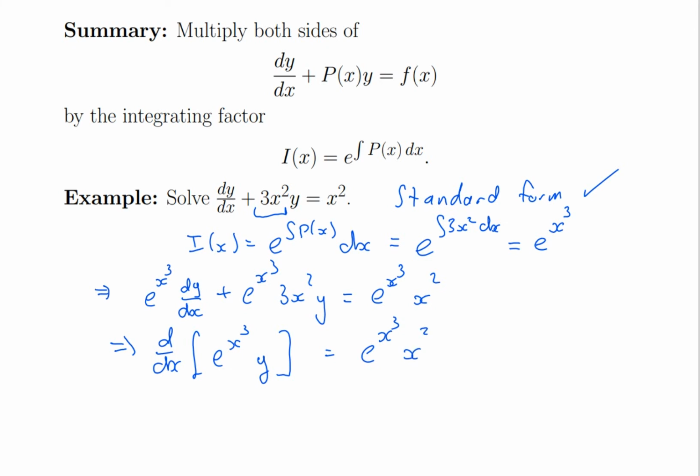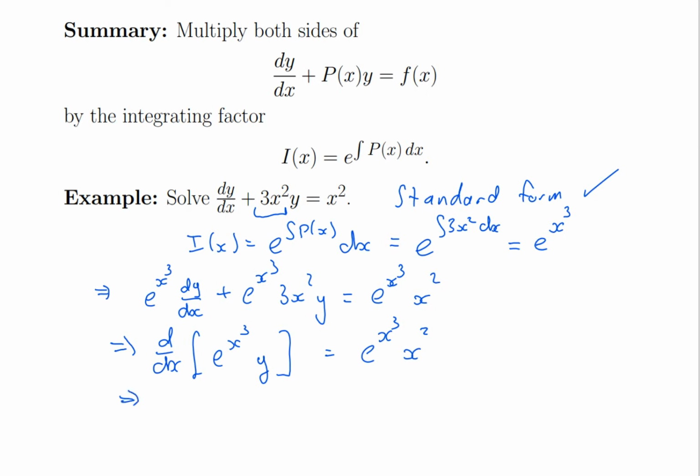And at this point you can pause and double check that that has worked out. What's the derivative of e to the x cubed times y? Use the product rule. It's e to the x cubed times dy dx, that's my first term, plus y times the derivative of e to the x cubed, or from the chain rule, that's e to the x cubed 3x squared, times y. So it does work out.